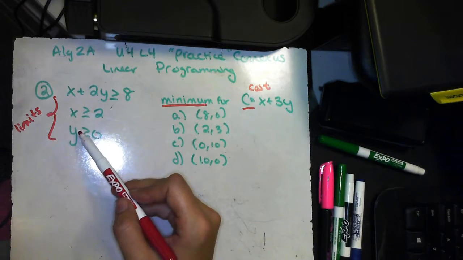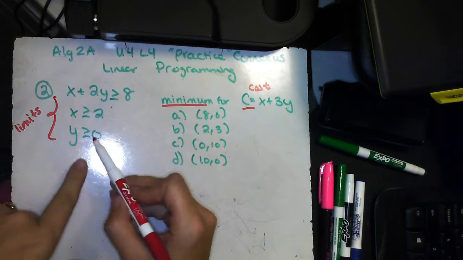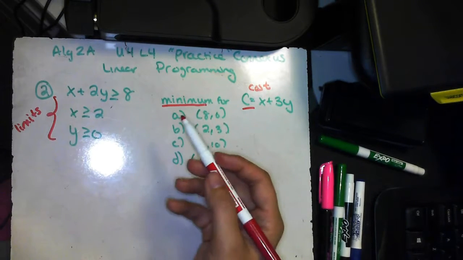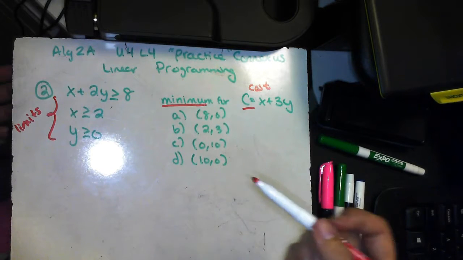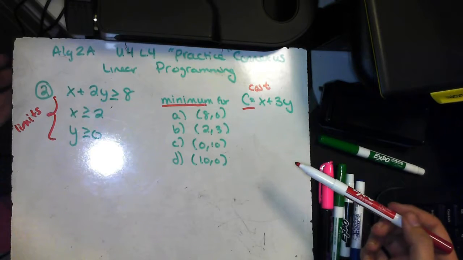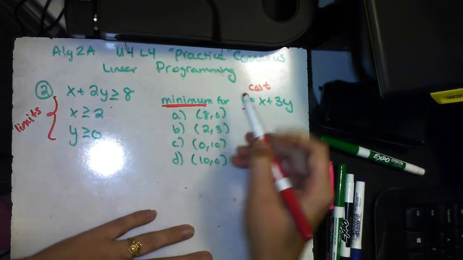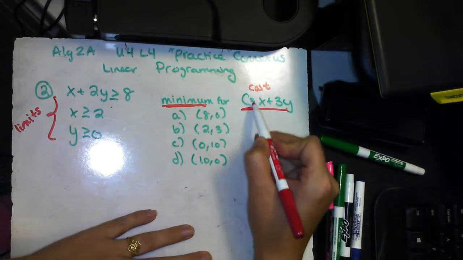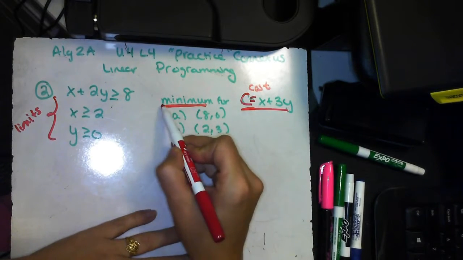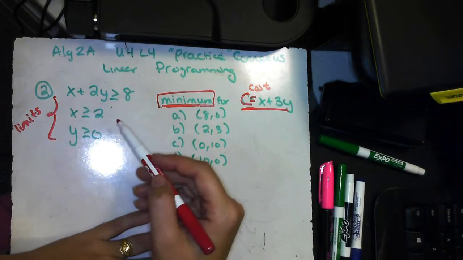So for example, if this is minimum for cost and X is the number of tickets I sell, and Y is the number of chairs or whatever it is, it makes sense that we have a limit that it has to be a positive number. So the details of what these numbers represent don't really matter, but you do need to understand that this is what I'm looking for. I want this to be a minimum or a maximum, depending on what the question asks, and that these are my limits.